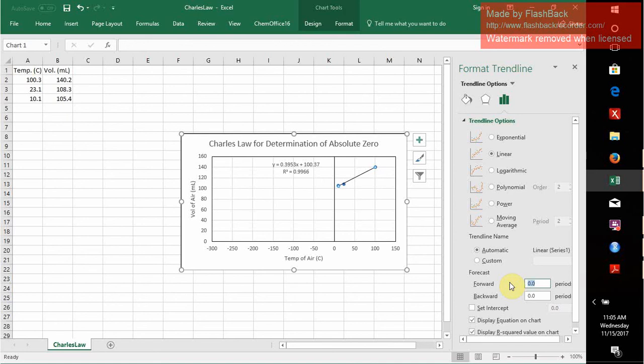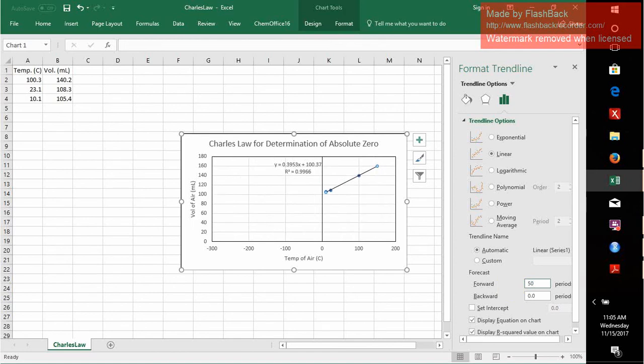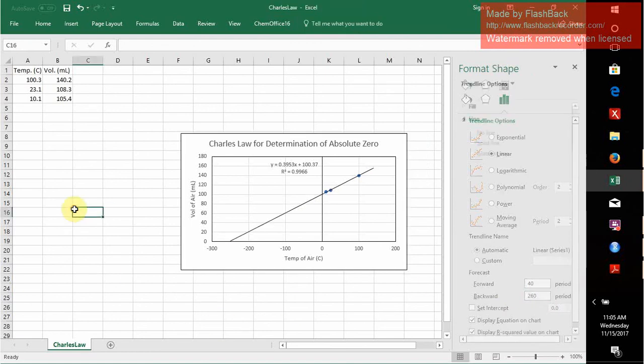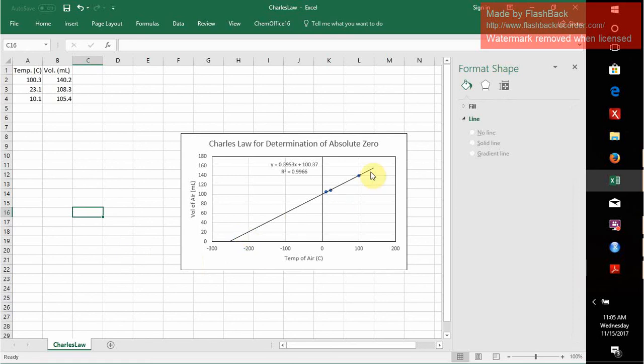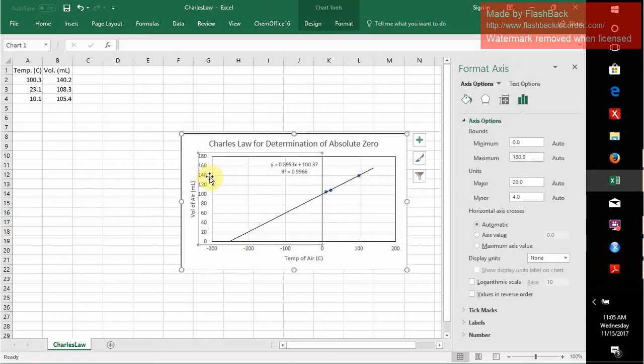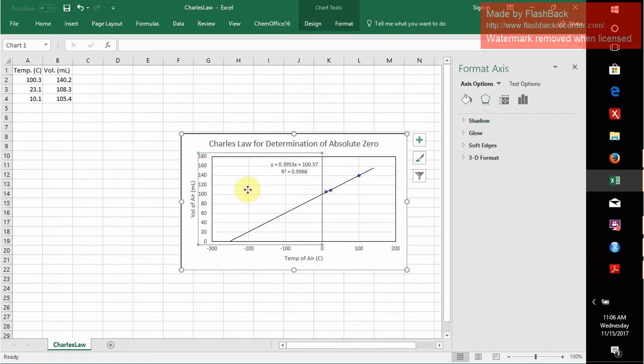Let's try. Let's see what happens if we go with 50. Let's see what that gives us. Let's go with 40 and see what that gets us. And then let's go backwards. See what happens if we go negative 260. Actually, we can't use negatives. Let's go backwards 260. So backwards looks pretty good, right? But we're going to need to adjust this axis now, actually.